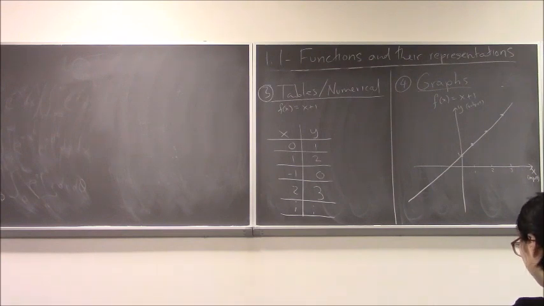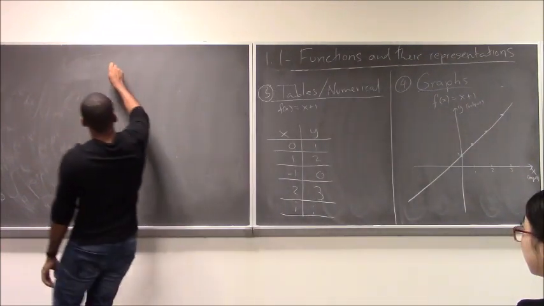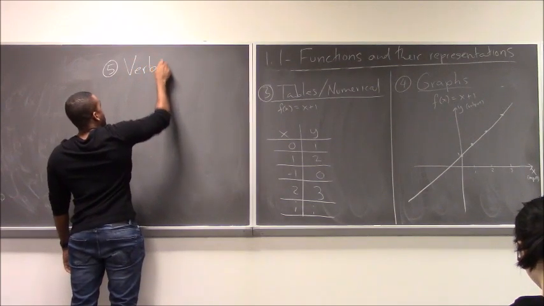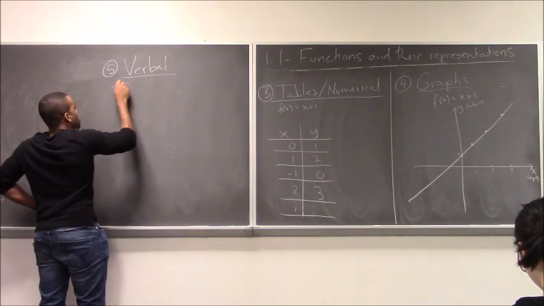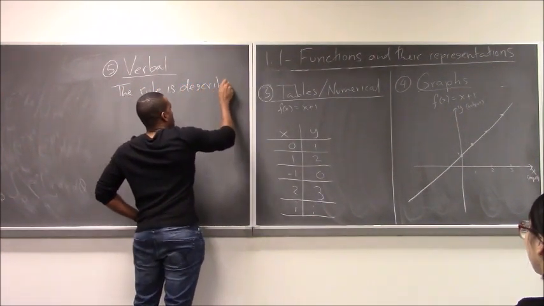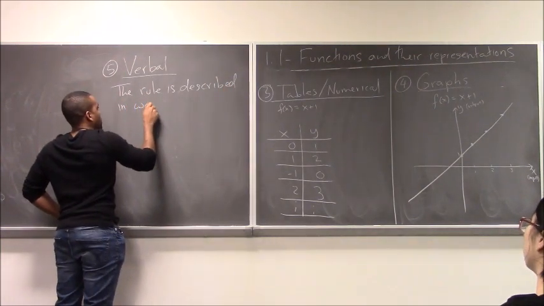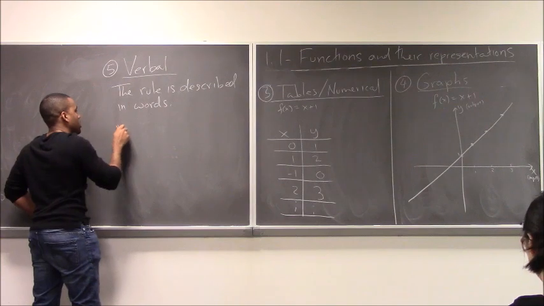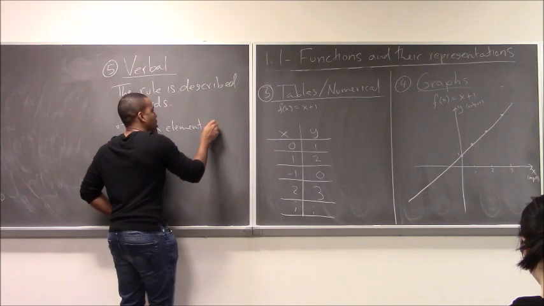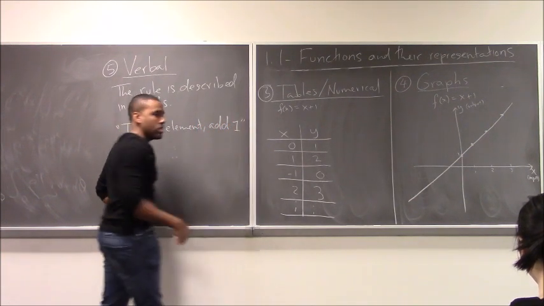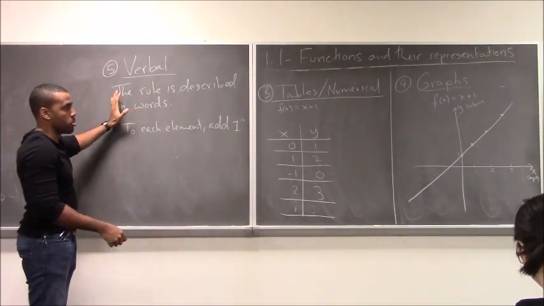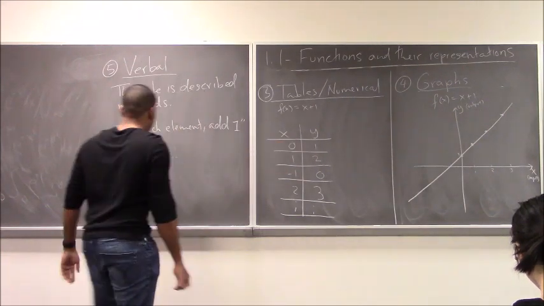Well, you have things like verbal, and these are pretty much word problems. This means the rule is described in words. To each element, add 1. Right? You can describe something verbally. And a lot of times you're reading word problems. This is what you're doing. You're actually translating from the verbal representation of a function to a graph or a formula or something like that.